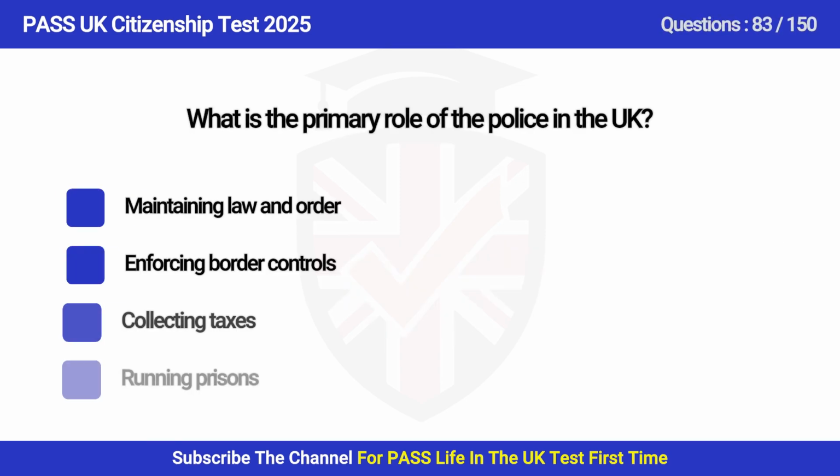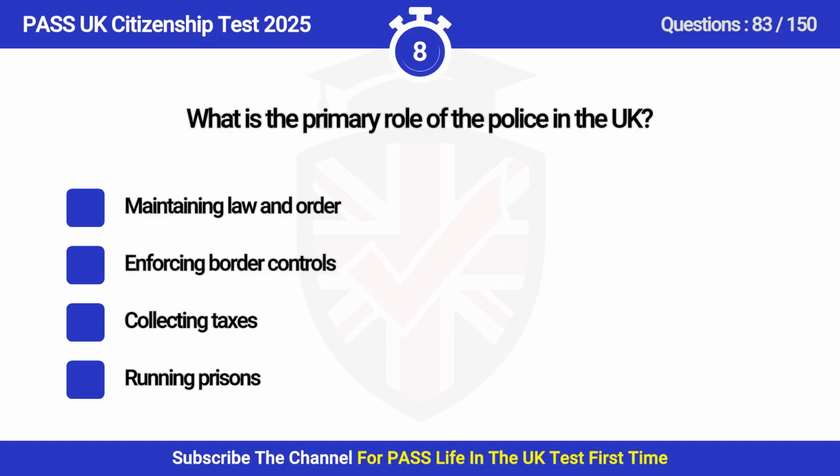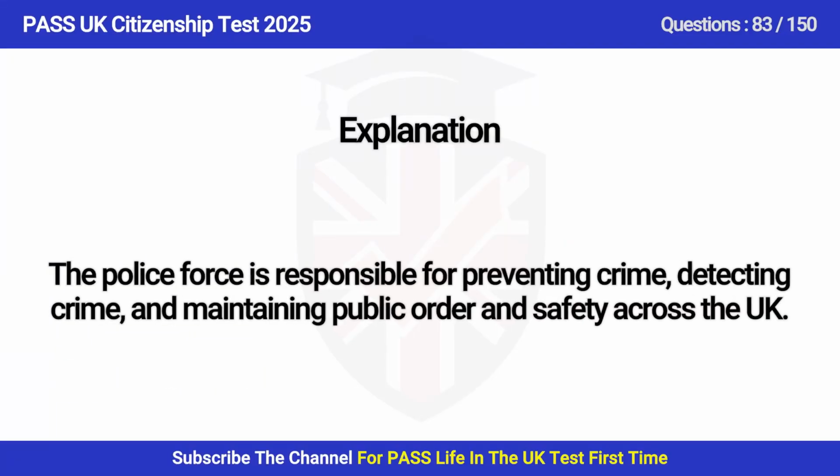Question 83. What is the primary role of the police in the UK? A. Maintaining law and order, B. Enforcing border controls, C. Collecting taxes, D. Running prisons? Answer is A. Maintaining law and order. The police force is responsible for preventing crime, detecting crime, and maintaining public order and safety across the UK.